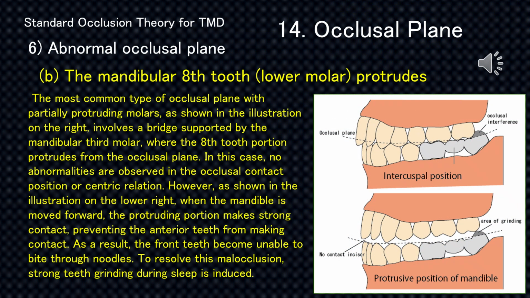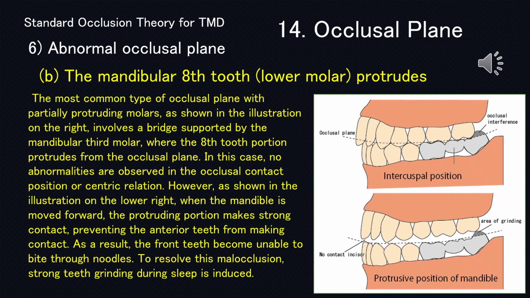B. The mandibular eighth tooth lower molar protrudes. The most common type of occlusal plane with partially protruding molars, as shown in the illustration on the right, involves a bridge supported by the mandibular third molar, where the eighth tooth portion protrudes from the occlusal plane. In this case, no abnormalities are observed in the occlusal contact position or centric relation.